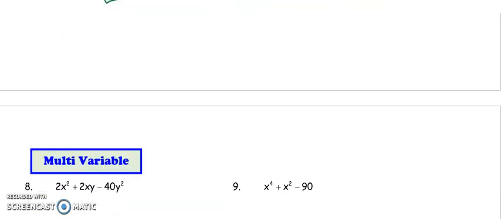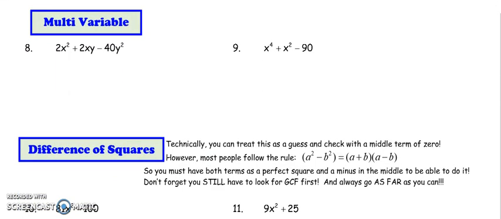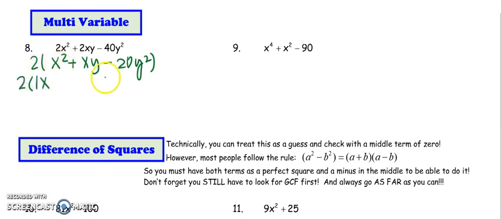All right, let's keep on going. Multivariable. So always pull out that GCF first. So looking at this, I can see that they all have a 2. So x squared plus xy minus 20y squared. Now, this has an x squared in the front, so we're going to have a 1x and a 1x. And at the end, we have a 20y squared. Big whoopity whoop. Instead of just working on the 20, we're going to have a y and a y with it. So we automatically know there'll be a y here and a y here.